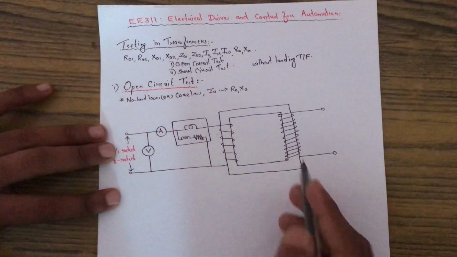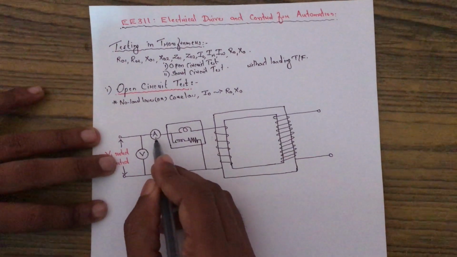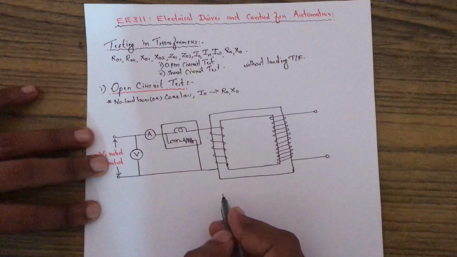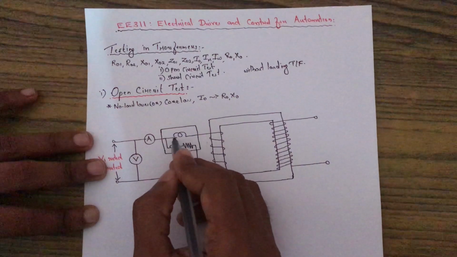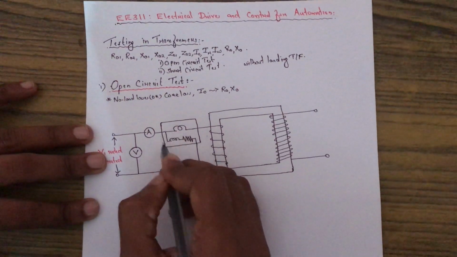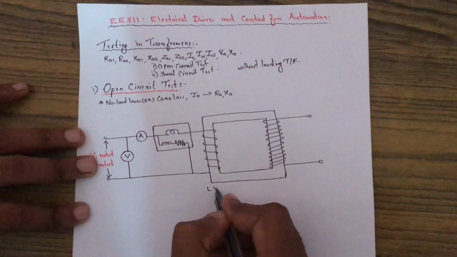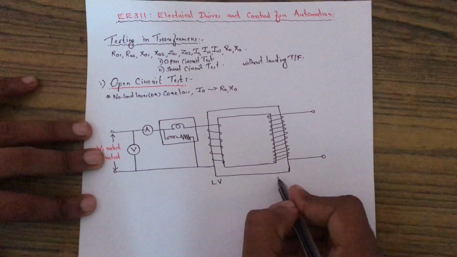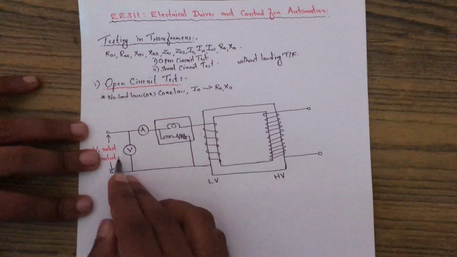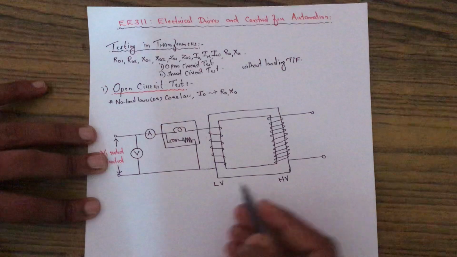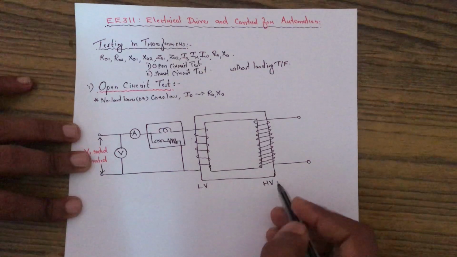So this is the circuit diagram of the open circuit test. I have connected a voltmeter and an ammeter, and this is a wattmeter in order to measure the primary power. Electrical power can be measured with the help of this wattmeter. This is the low voltage winding, and here the number of turns is more, therefore we can say it is the high voltage winding. So we are connecting the components in the primary side, that is the low voltage side, and I am open circuiting, that is I am not connecting any load in the secondary side.